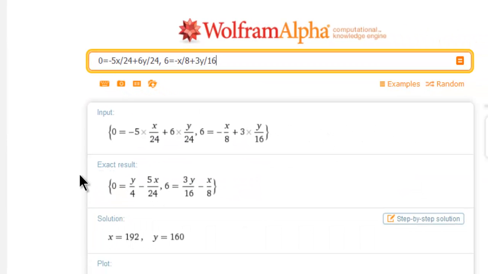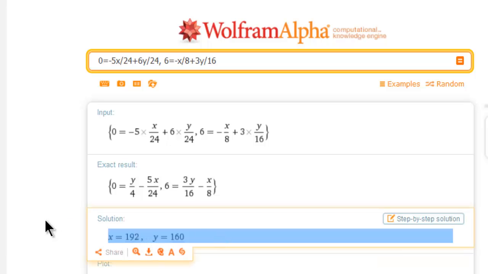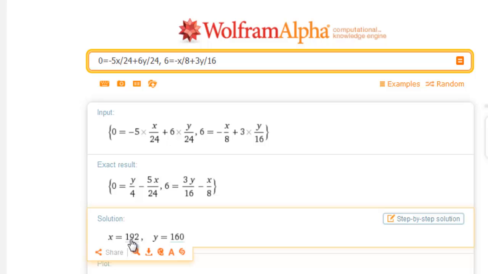Wolfram Alpha goes ahead and solves it and gives the solution as X equals 192 and Y equals 160, which just means that for our purpose v1 equals 192 and v2 equals 160.